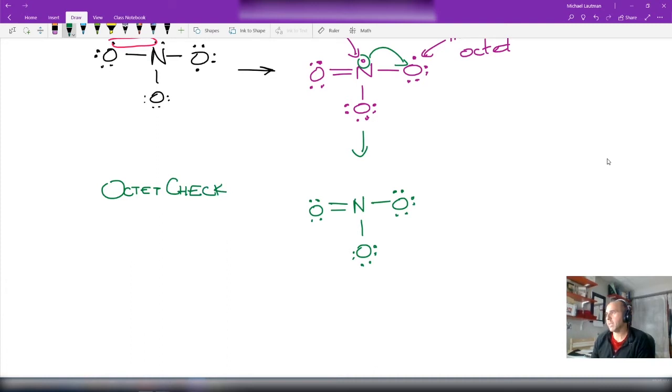All right. I'm going to label the oxygens A, B, and C so we can differentiate them. So we'll start with the nitrogen. So the nitrogen has 1, 2, 3, 4, 5, 6, 7, 8. So the nitrogen has 8. That's beautiful. Patrick, go ahead.